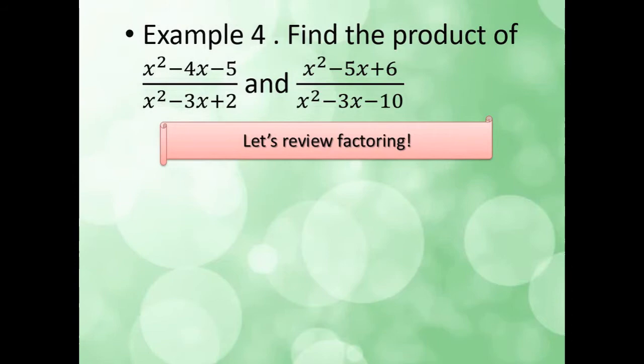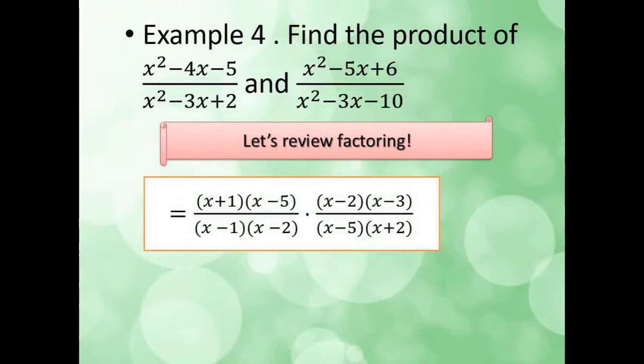So that becomes (x + 1)(x - 5) over (x - 1)(x - 2) multiplied by (x - 2)(x - 3) over (x - 5)(x + 2). Notice that x minus 5 can be cancelled since it is common in both numerator and denominator, and also the same as x minus 2. So that becomes (x + 1) over (x - 1) multiplied by (x - 3) over (x + 2).